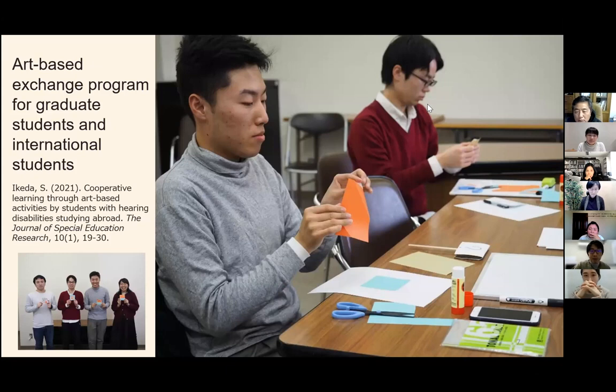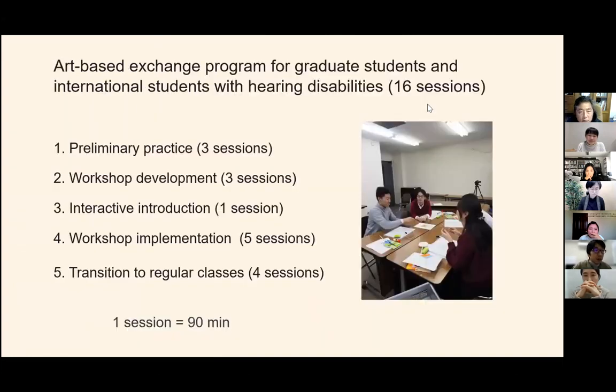I will introduce one more example. I conducted an art-based exchange program for graduate students and international students in 2018. This program was implemented in a graduate school class. I divided the 16 classes into 5 periods and structured the program. This program was organized as follows: preliminary practice, workshop development, interactive introduction, workshop implementation, transition to regular classes. Now, let me show you a video of what we implemented.